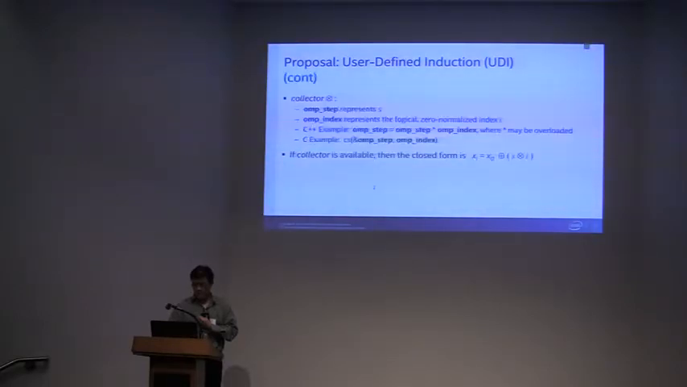Then, if the collective operation is possible for that inductive operation, you can express it using the special variable OMP step to represent the step expression, and OMP index to represent the I, the loop iteration. And again, if you have the product, the times, overloaded in your class, then you can say OMP step equals OMP step times OMP index, and that will be your collective step. So combining both, you have the closed form. Use the collector to compute the collective step first, and then use that as your step. Combine that with the initial value of X using the inductive operator.